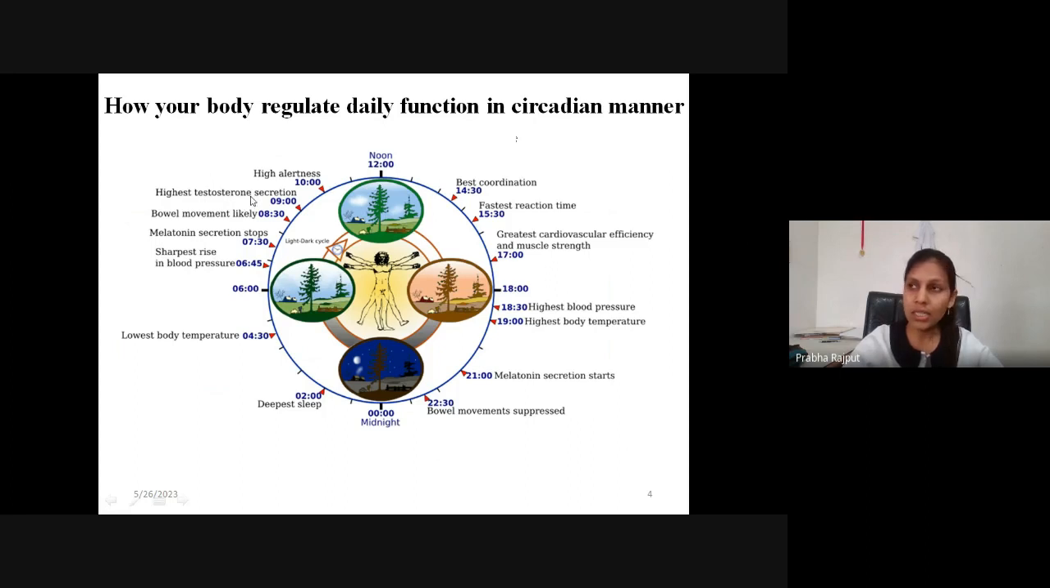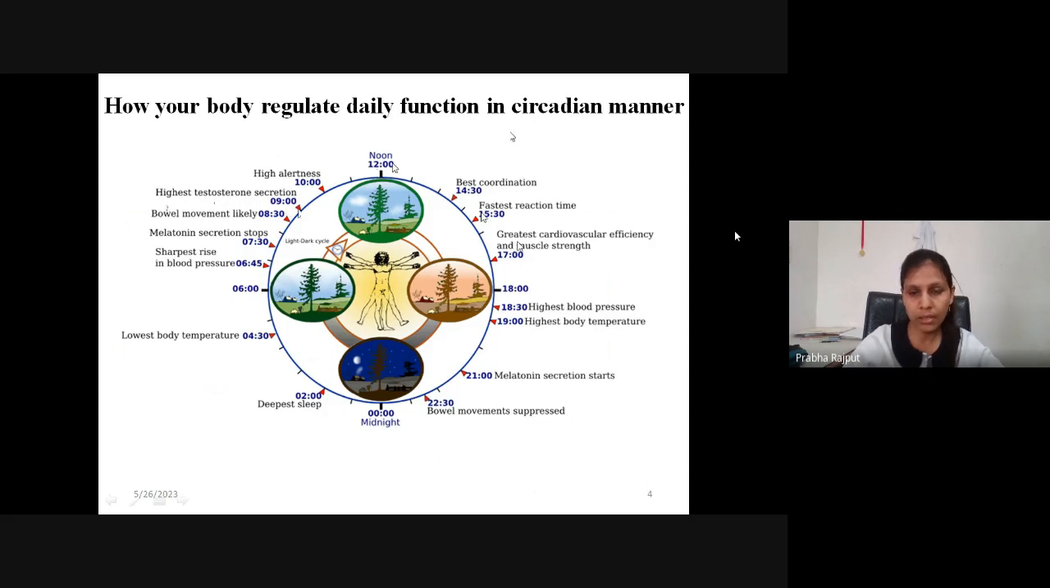So these are the stress hormones which protect your body from stress. It starts secreting at a sharp 9 a.m. because your body is going to face all the day's stress. Your alertness, at 10 a.m. in the morning, your body is on high alert. In the afternoon, between 12 and 2:30, your body is in best coordination. Your fastest reaction time, that is a metabolic time, your best metabolic time is afternoon 2:30 to 3:30.